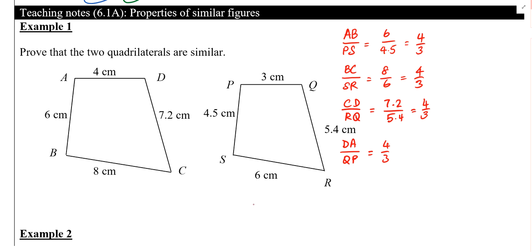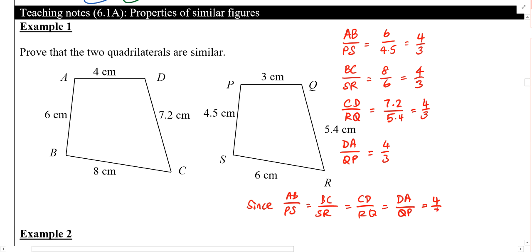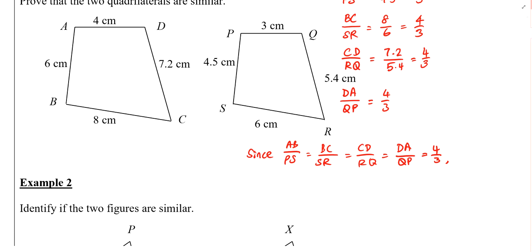So right now, since AB over PS equals BC over SR equals CD over RQ equals DA over QP, which is 4 over 3, then the quadrilateral ABCD is similar to SRQ.